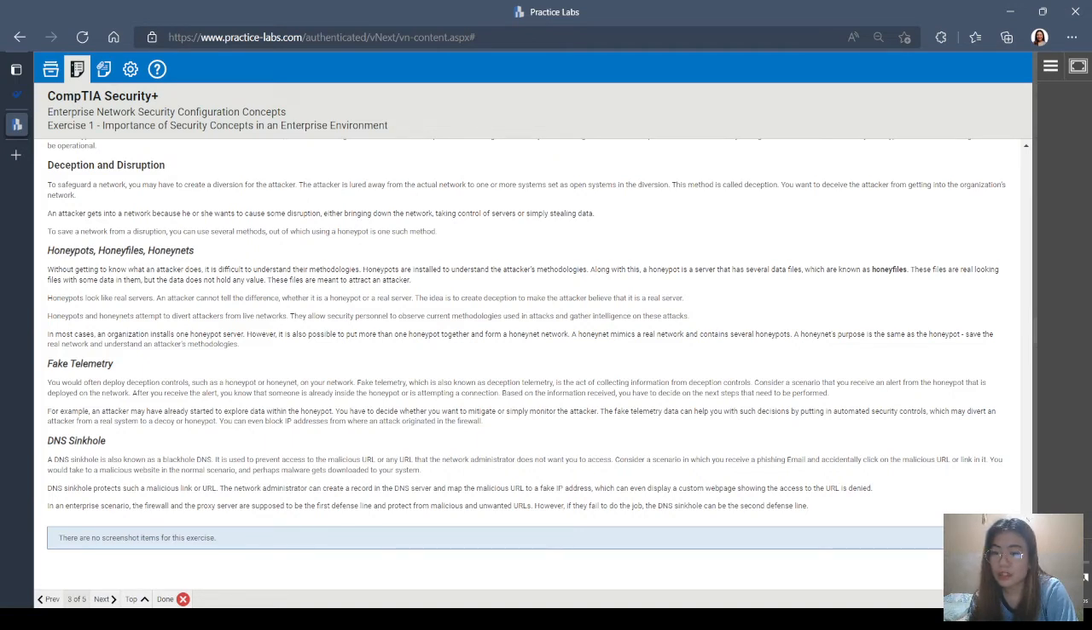The network administrator can create a record in the DNS server and map the malicious URL to a fake IP address, which can even display a custom web page showing that access to the URL is denied. In an enterprise scenario, the firewall or the proxy server is supposed to be the first line of defense and protect from malicious and unwanted URLs. However, if they fail to do the job, the DNS sinkhole can be the second line of defense.